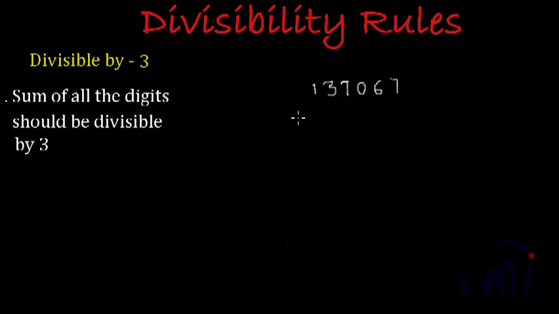Yes, the first step is we have to add all the digits. So we have to do 1 plus 3 plus 7 plus 0 plus 6 plus 7, right? Yes. So 1 plus 3 is 4, plus 7 is 11. 11 plus 6 is 17. And 17 plus 7 is 24. Right? Yes. See, this is 10, this is 13. So 23 plus 1, 24. Right? So 24 is the sum of all the digits.